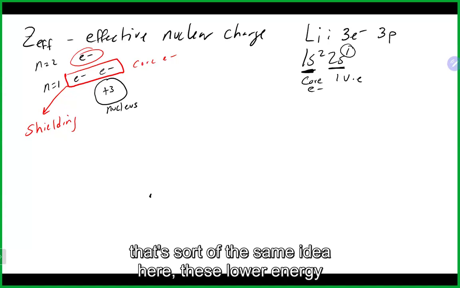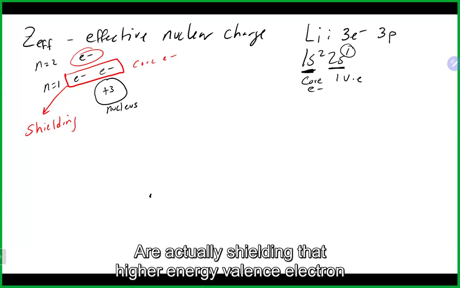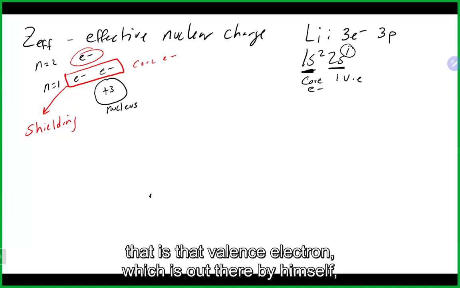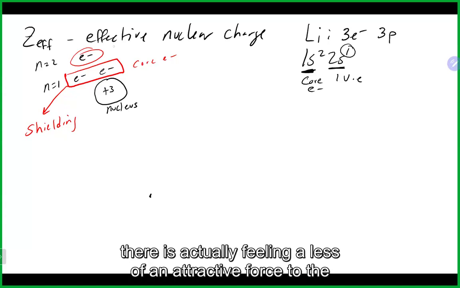These lower energy electrons are actually shielding that higher energy valence electron from the full brunt of that positive charge. The result of that is that valence electron, which is out there by himself, is feeling less of an attractive force to the nucleus.